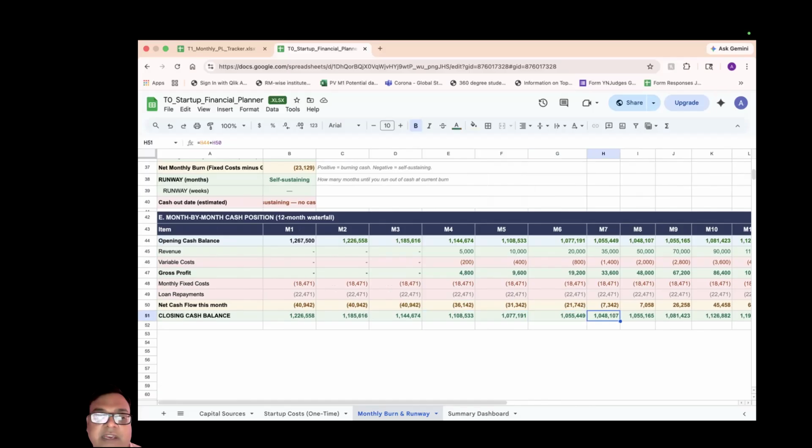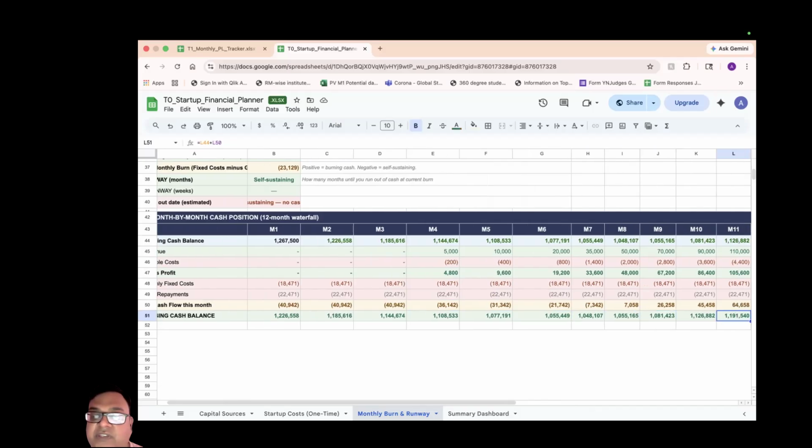Right? And what is happening? Your closing cash is actually reducing. But from here, this month 9, your closing cash is actually increased. Why? Because if you see, one thing is fixed, that is the fixed cost. The good thing is your revenue has increased from 5,000 to 70,000.